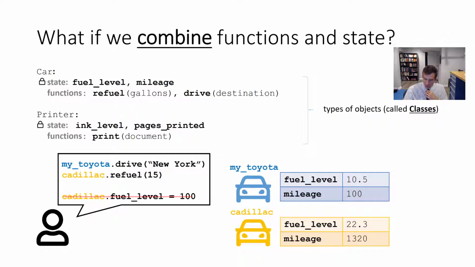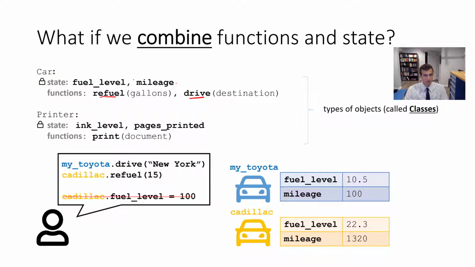Then these functions are the capabilities of that object. So a car can be refueled, right? And you can drive a car. When you do drive a car, you might have to give it some information like a destination, where do you want that car to go? And in the process of driving, the car might change some of these state variables. Its mileage will increase and its fuel level will decrease.